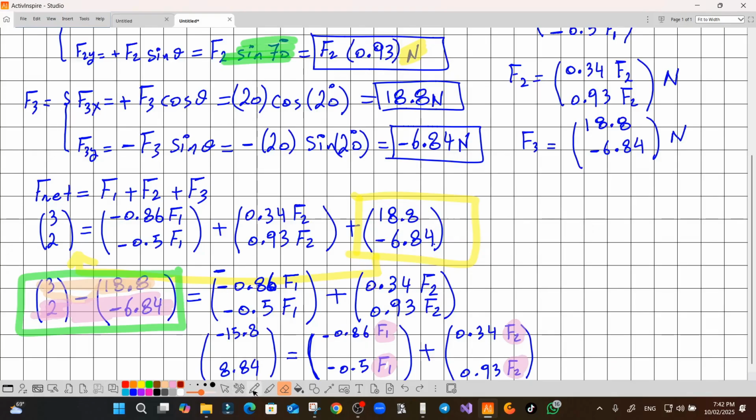So final step, F1 is equal to 28 point something, and F2 is equal to 24.6.